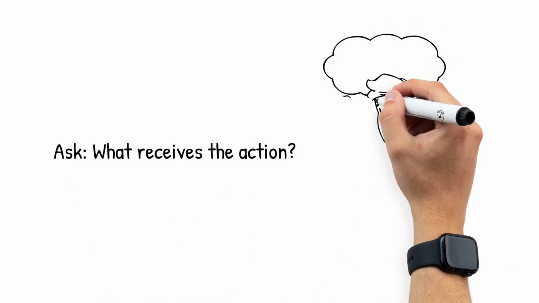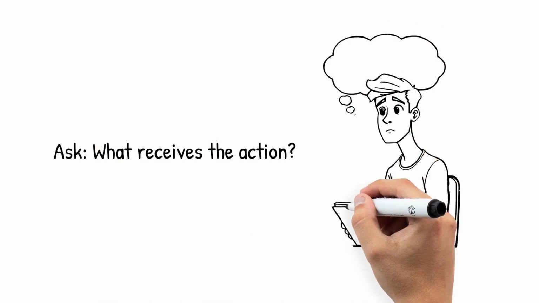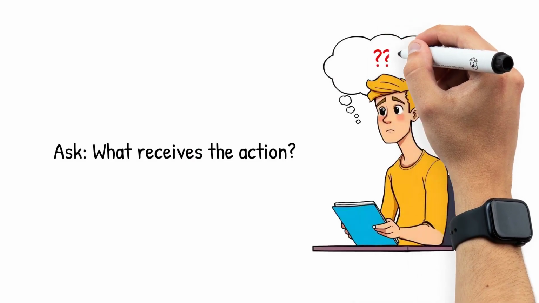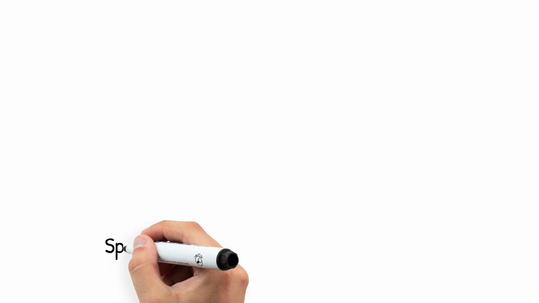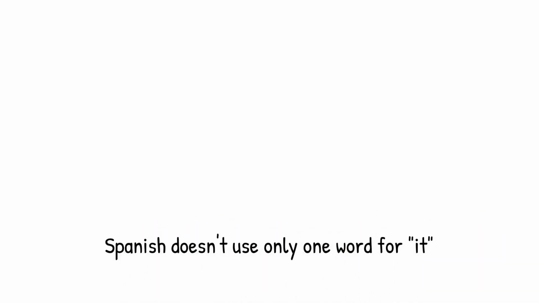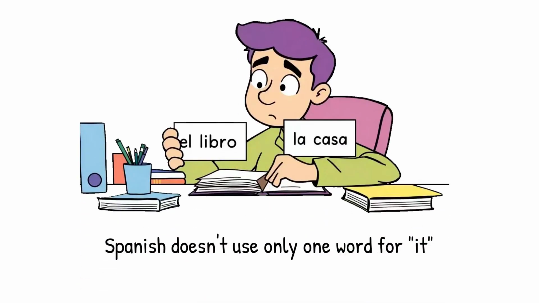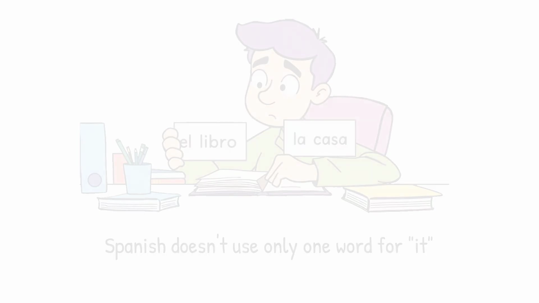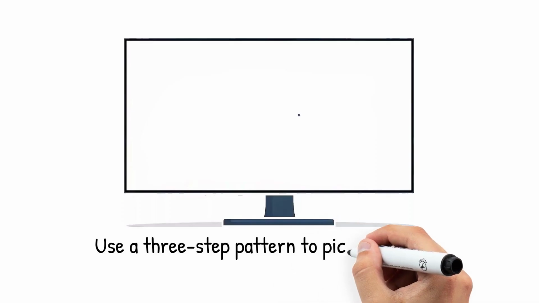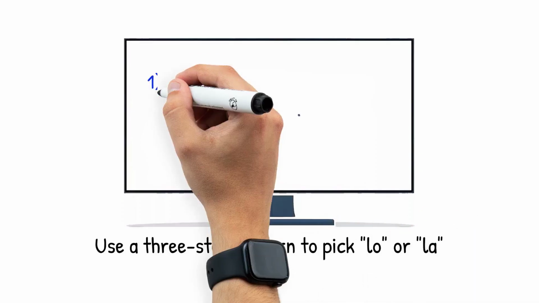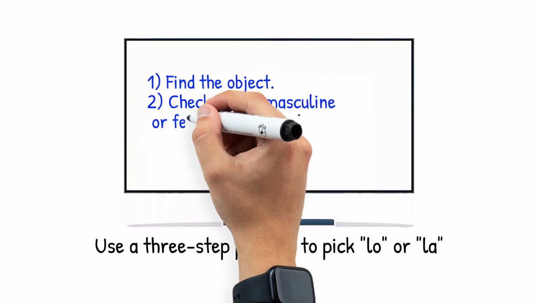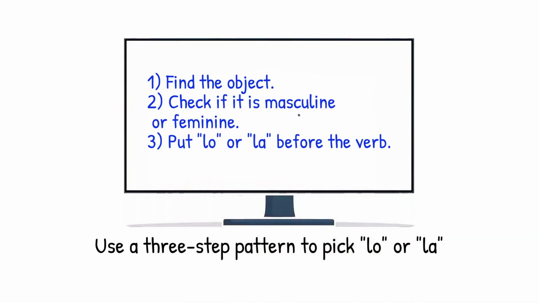What thing receives the action? But Spanish doesn't use just one word for it. Spanish cares if the thing is masculine or feminine. So, el libro becomes lo, but la casa becomes la. That's the basic idea. Today we'll use a simple three-step pattern. Find the object. Check if it is masculine or feminine. Put lo or la before the verb. No giant grammar table. No complicated explanation. Just the pattern beginners actually need.